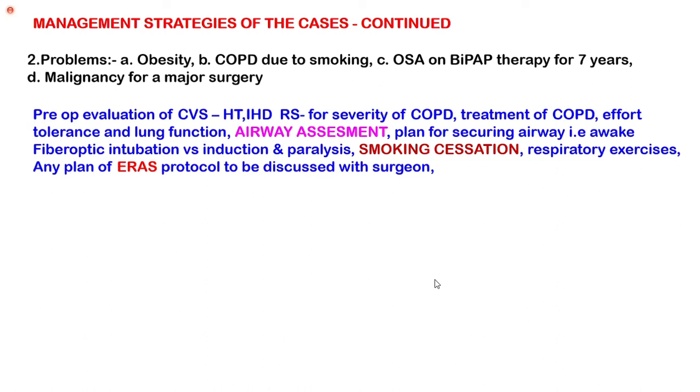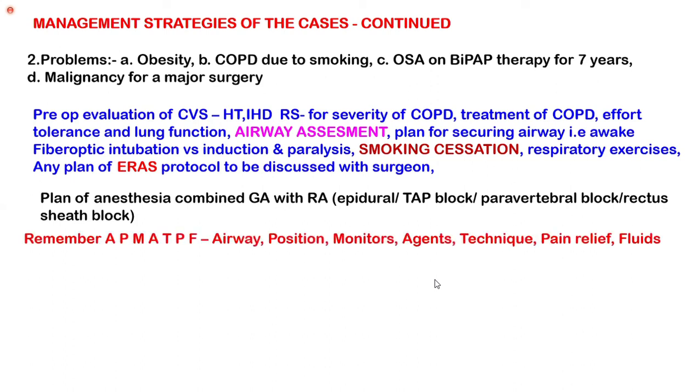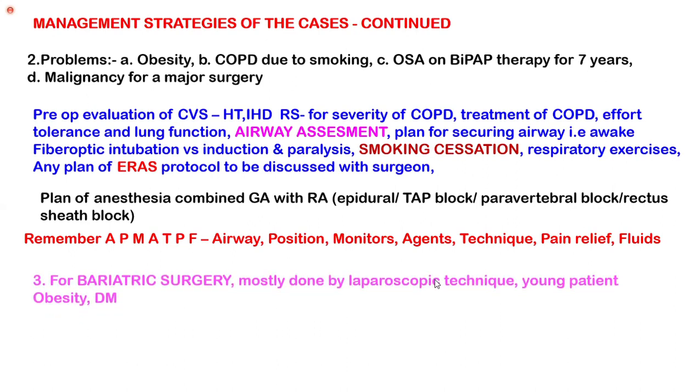for enhanced recovery after anesthesia, because nowadays all the colorectal malignancies are done on an enhanced recovery ERAS procedure. So that has to be discussed with the surgeon. And plan of anesthesia will be combined spinal with epidural. Okay, so GA with epidural or a TAP block or paravertebral block also can be combined. And remember the mnemonic APNEA TPF, that is airway position, monitors, agents, technique, pain relief, fluids.